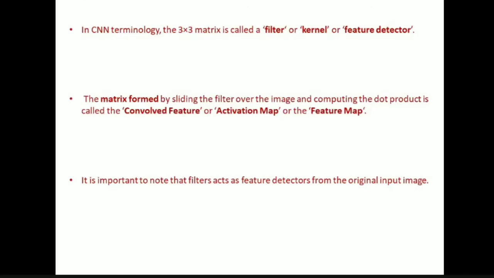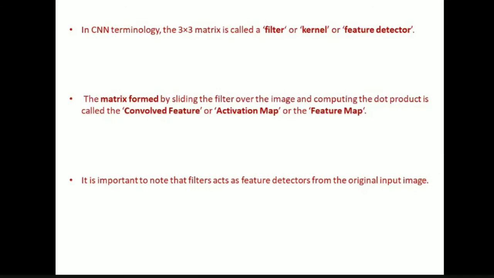So we also call this filter a kernel, or a feature detector. Now we have an input image of 6x6 and a 3x3 filter. After convolving this 6x6 image with the 3x3 filter, we got a 4x4 output matrix. We call it the convolved feature, activation map, or feature map.